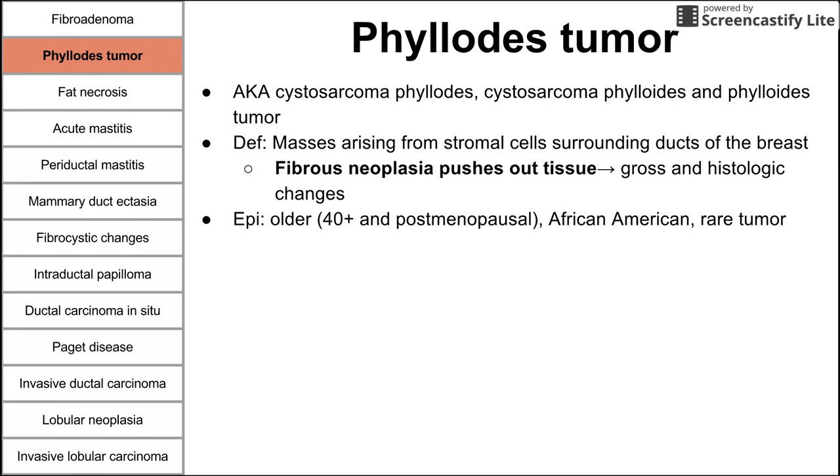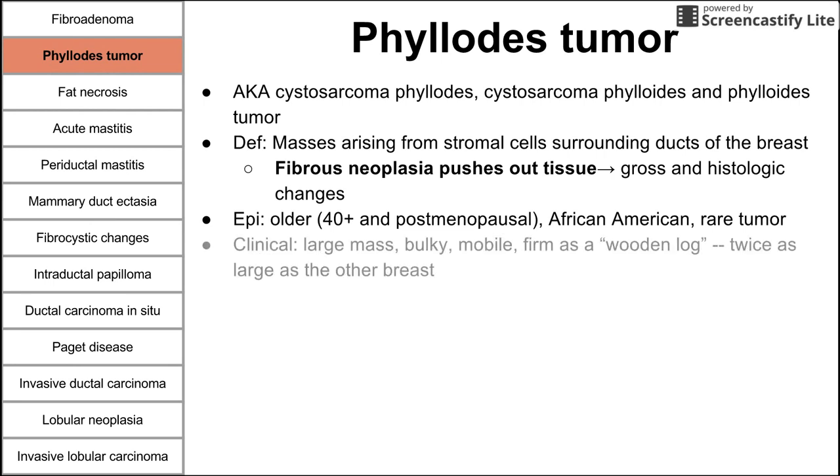Epidemiology is that this is older women than the fibroadenoma. This is 40 years of age or more, plus postmenopausal women, particularly common in African Americans, but otherwise it's a pretty rare tumor. Clinically, we see a large mass, bulky, mobile, firm, very firm, often described as a wooden log consistency. It's twice as large as the other breast tumors that we talked about. So it makes one breast look twice as large as the other. It really shows some asymmetry there, and that's the fibrous neoplasia that's pushing out the tissue in the Phyllodes tumor.